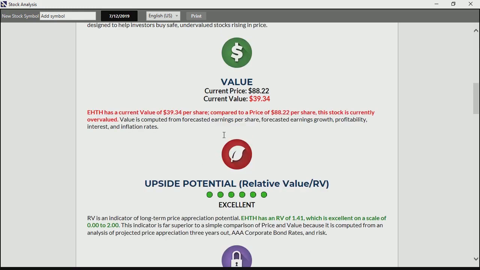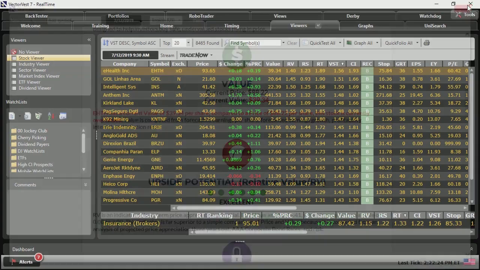We like to consider this a cheat sheet and highly recommend any individual to print one of these off to keep on their desk as a great reference sheet. But for now, we'll simply click on the X in the upper right to exit the stock analysis report and go back to the stock viewer.